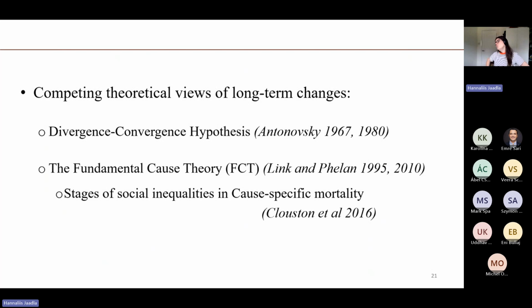There are 2 or maybe 3 theoretical views on long-term changes. There's the divergence-convergence hypothesis by Antonovsky, and then there's the fundamental cause theory, often also called the constancy hypothesis. And there's a slight extension of the fundamental cause theory that brings in cause-specific mortality, which I think is quite relevant also in this Great Leap project. And all of these, I would say, are framed very similarly in this demographic transition, epidemiological transition framework.